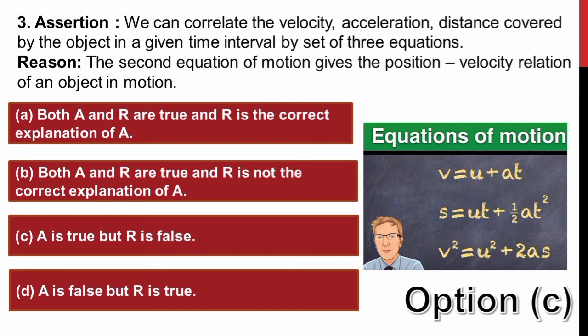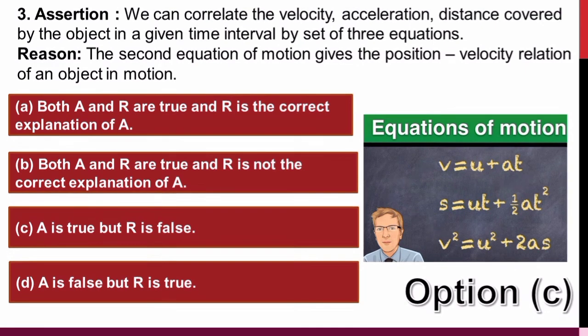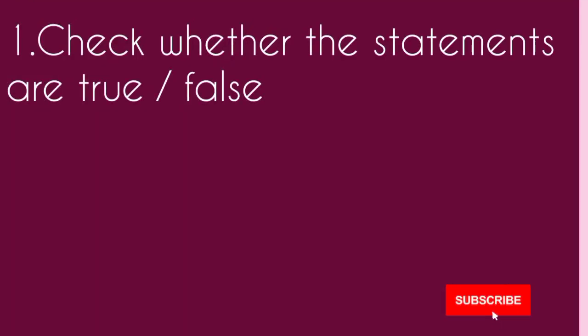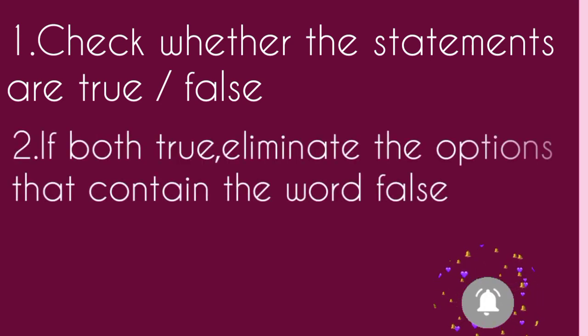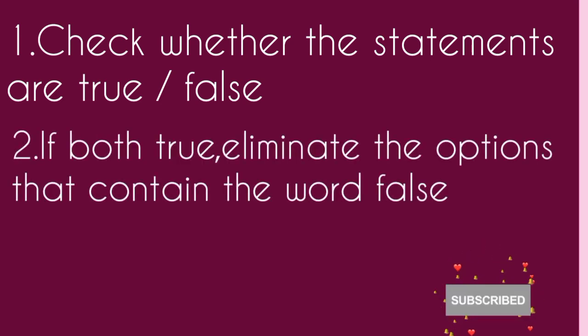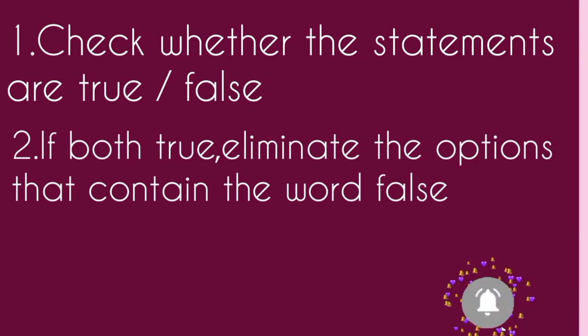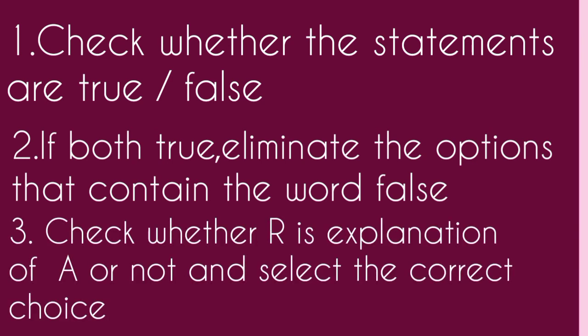So children, the easiest way to solve an assertion reason question is to check the assertion and reason statements one by one. Check if both are true. If both are true, then you can eliminate the option A is false and R is false, and you are left with only two options. In those options, check whether the reason is the explanation of A.